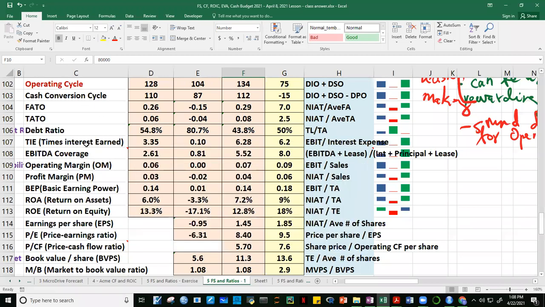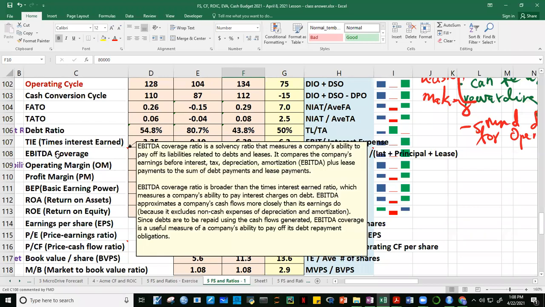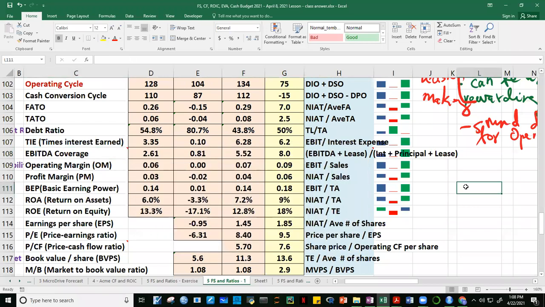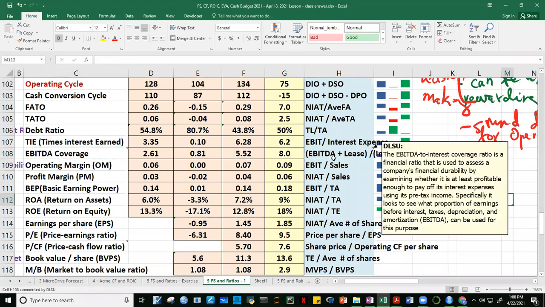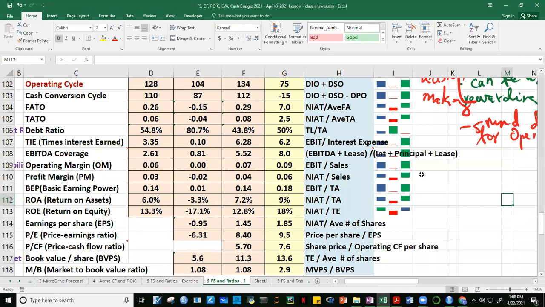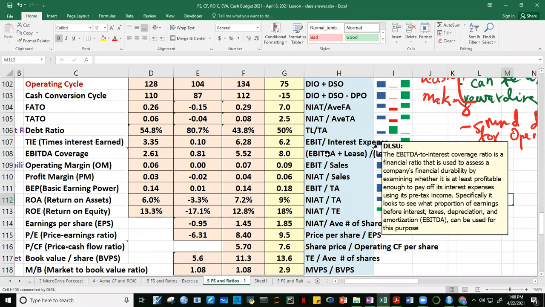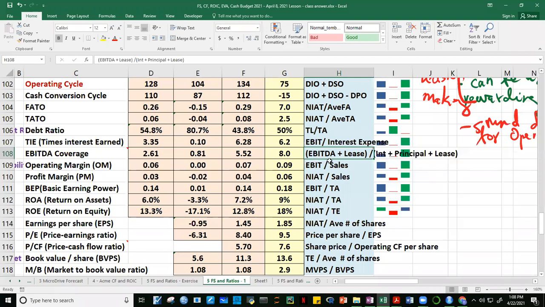Okay, ang pinsan nito guys ng times interest earned, yung EBITDA coverage. Ang ginagamit dito hindi yung EBIT but your EBITDA, no? So yun lang yung difference nila, and then you add back lease dun sa numerator. Okay, I will not anymore explain guys kung bakit dinadagdag yung lease. It has something to do with more of either operating lease or capital lease, which is not our concern. Basta tandaan nyo lang guys na ang EBITDA coverage is EBITDA plus the lease, then divided by lahat ng mga expenses, no?